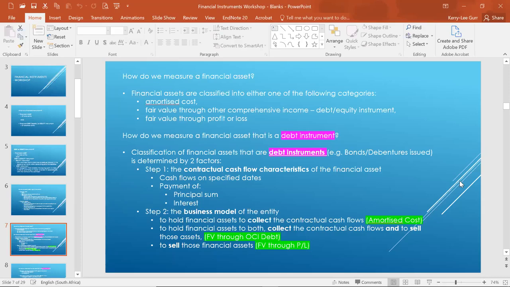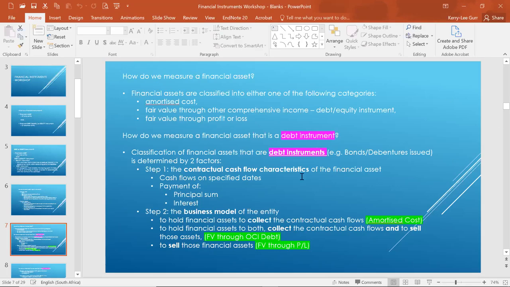Or is their intention simply to sell these financial assets? So they don't want to keep them. They don't want to continue keeping it until the 3 years of the loan is up. They just want to get rid of it, sell on to somebody else. Then we will use fair value through profit or loss.